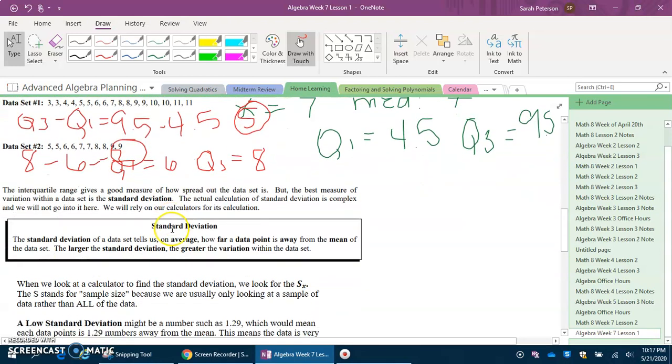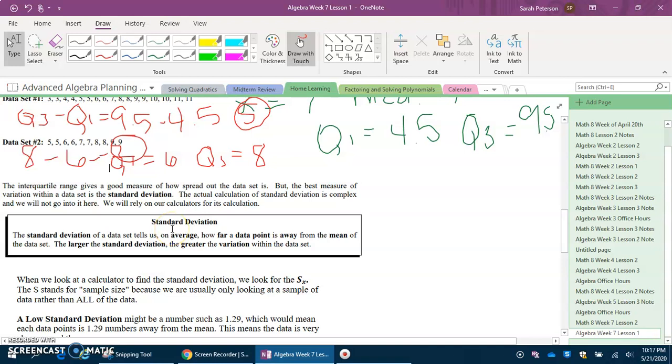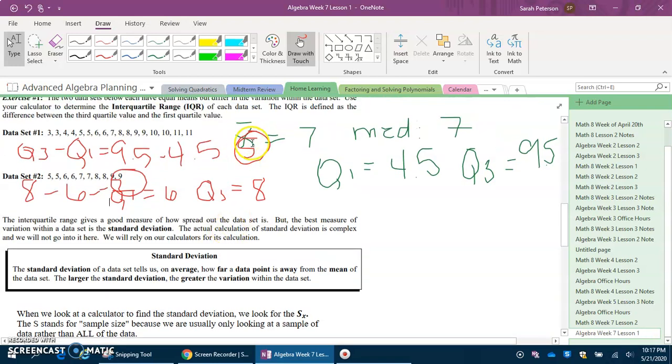So that's really all standard deviation does, is show you how spread out your data is, how close it is together. What's the range of your data? So the standard deviation of the data tells us on average how far a data point is away from the average, or the mean, of the data set. So the larger the standard deviation, the greater the variation within the data set. Just like data set number 1, the larger the standard deviation, the greater range of numbers. Just like data set number 2, the interquartile range was lower, so it's going to have a lower range of numbers.